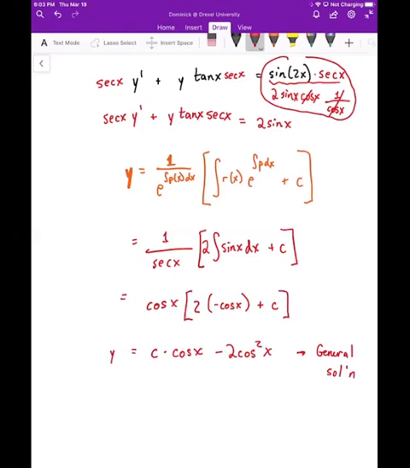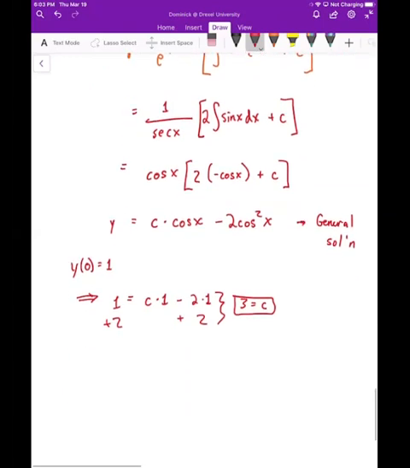And again, so now we have the initial condition that y of 0 is 1, if I remember correctly. So then this will become 1 is equal to c cosine of 0 is 1. So then this is just going to be minus a 2 times 1. So when I add 2, we get that 3 is equal to c. So now we can say that our particular solution is y is equal to 3 cosine of x minus 2 cosine squared of x. And that's my particular solution.